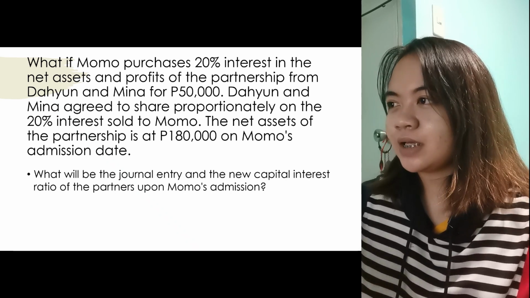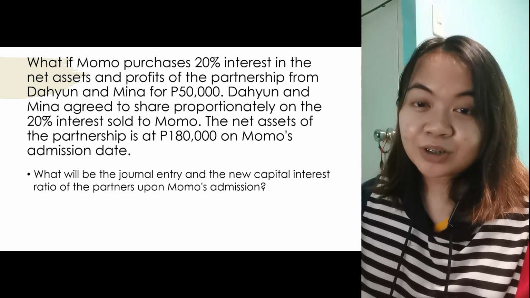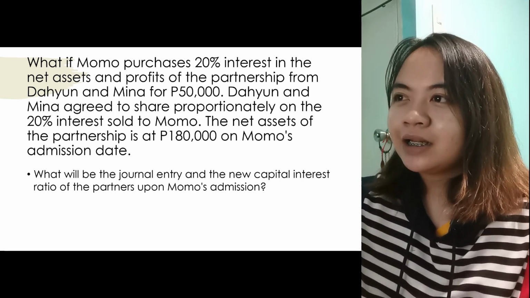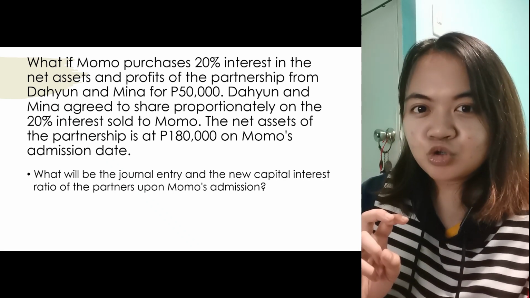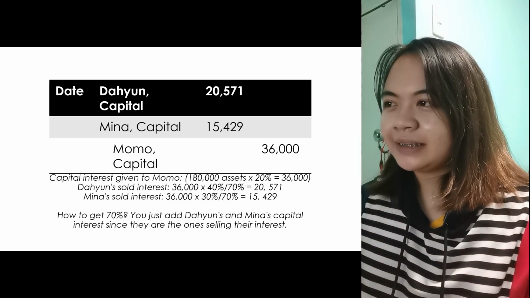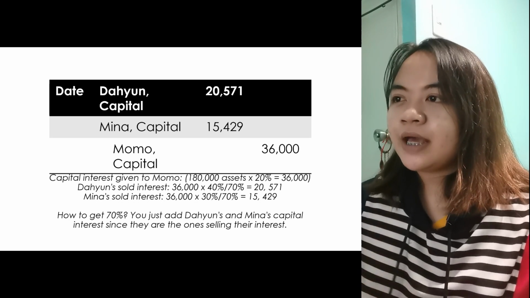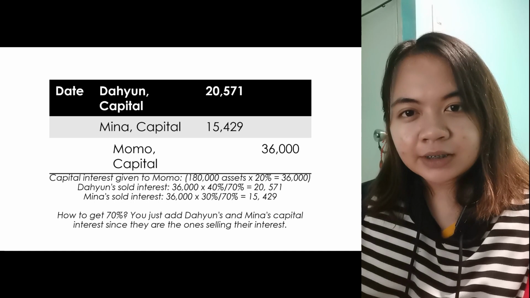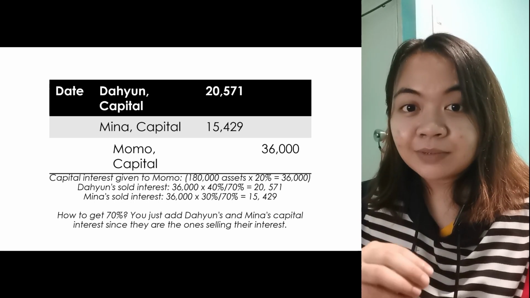Okay, so let's look. Anong kailangan? Journal entry at saka new capital ratio. Okay? Kasi kanina hindi natin pinrovide yung bagong ratio. Ngayon, in this scenario, we will provide for paano mag-compute ng new P&L ratios. Okay. So first, we record the capital interest na binili ni Momo. So we have Momo's, dahil proportionate share ng net assets, 20% ng net assets ang binili ni Momo.